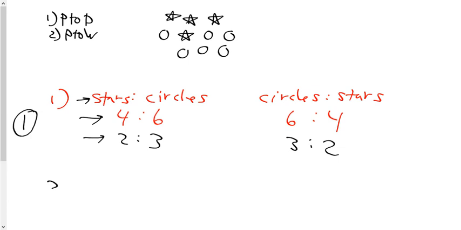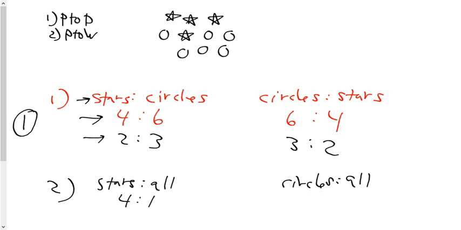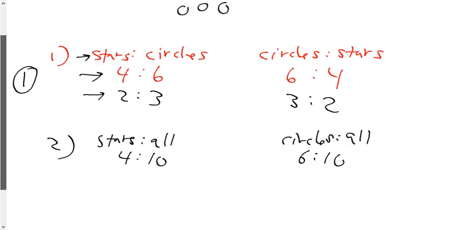And now for question 2, part to whole. You could write stars to all, or you could write circles to all. And once you define what your first and second term of your ratio are going to be, we could say 4 to 10 or 6 to 10. But because it's a part to whole ratio, what is the most appropriate form? When it's part to whole, you write them as fractions.